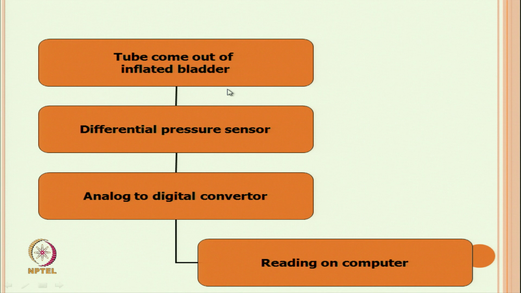The same bladder tube which I have already mentioned. From the bladder there are two tubes: one is the input tube, for pressure exertion, the air inlet, and another tube is for measuring the bladder pressure. This tube is connected with the digital pressure sensor, and from that, through the A to D converter, we get the pressure value on the computer. It is connected with the computer.